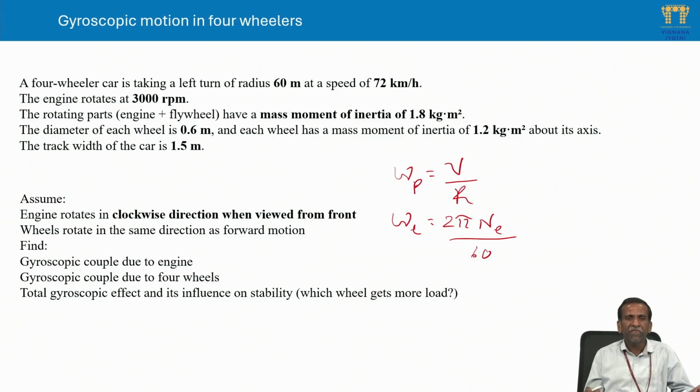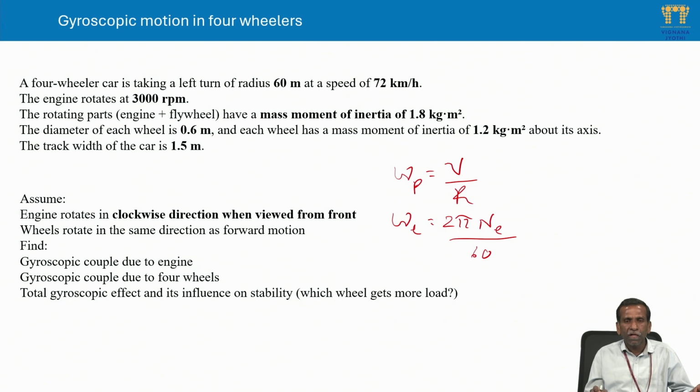I think. Okay, then the diameter of each wheel, again coming to the wheels. The wheel diameter is 0.6 meters, so the radius is half of that, and each wheel has a mass moment of inertia, which is again given. The track width of the car, which we use to find the reaction couple of the gyroscopic couple, is 2 into w, where I have used a lowercase letter w for track width. For angular velocity I am using omega, which looks like a small w. Okay, are you able to understand?